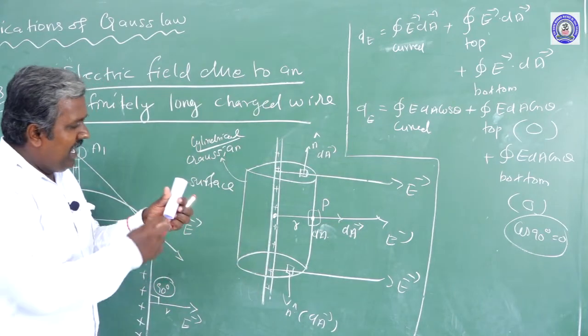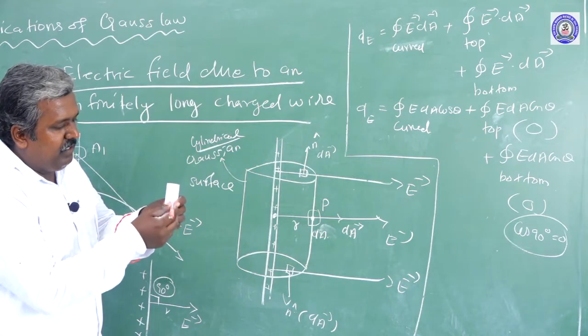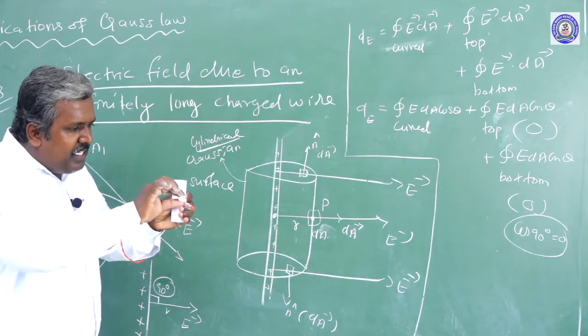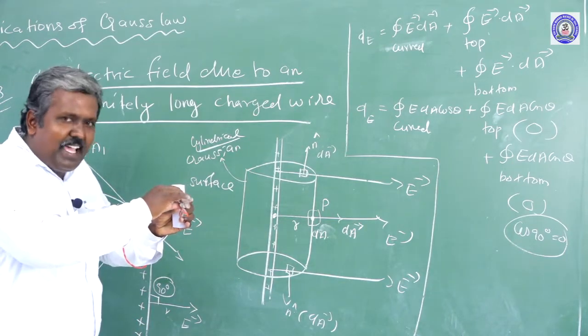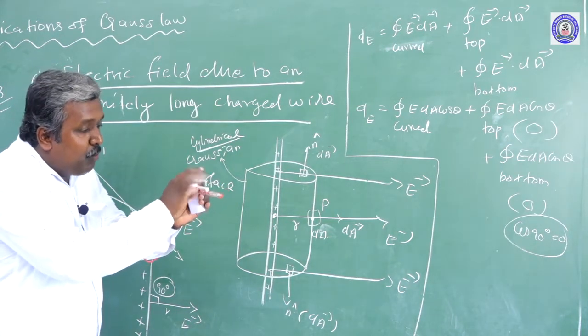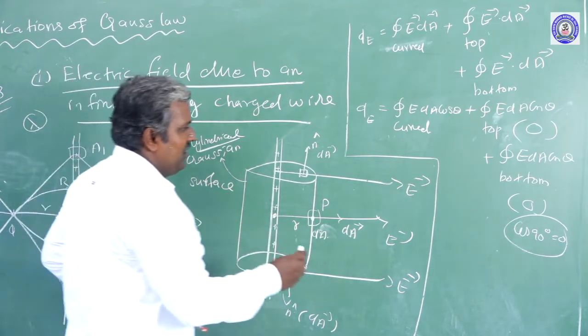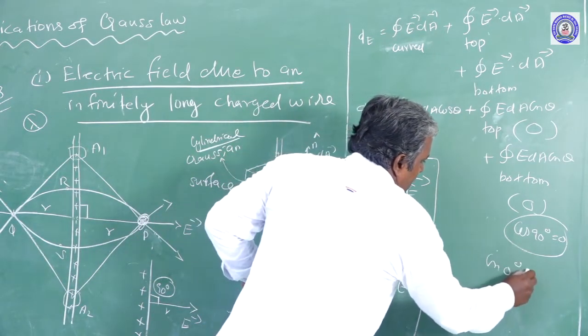But at this point, this is the electric field, and the dA vector also like this. So now the dA vector and the electric field E vector both are parallel to each other. The angle between them is 0 degrees. Therefore, very good, cos 0 degrees is equal to 1.